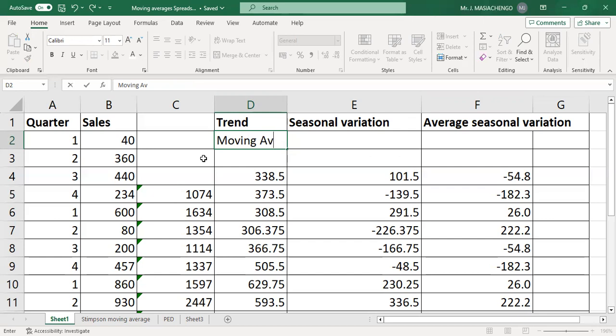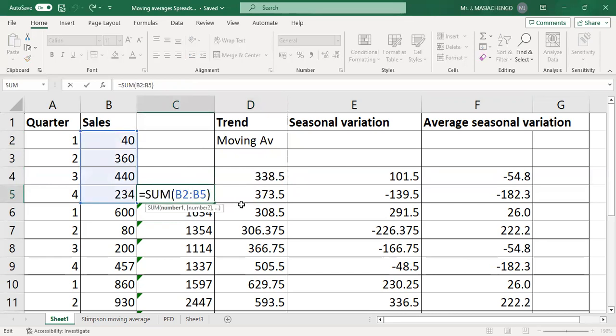Okay, let me teach you the shorter way. If you want to calculate this figure, you can actually see you're supposed to add 1074 plus 1634. Is that clear? You divide the answer by 8. Okay, but the question again is, how do you get these figures?